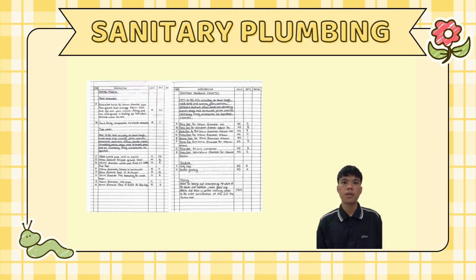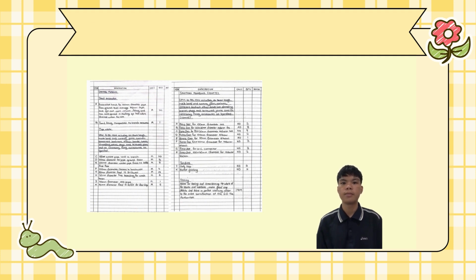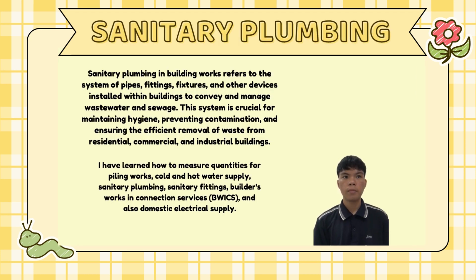Last but not least, everything from the taking off, we have to transfer to the bill of quantities and we are done. Sanitary plumbing in building works refers to the system of pipes, fittings, fixtures, and other devices installed within buildings to convey and manage wastewater and sewage. This system is crucial for maintaining hygiene, preventing contamination, and ensuring the efficient removal of waste from residential, commercial, and industrial buildings.